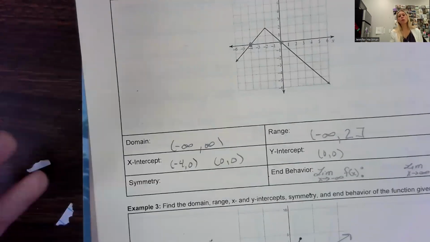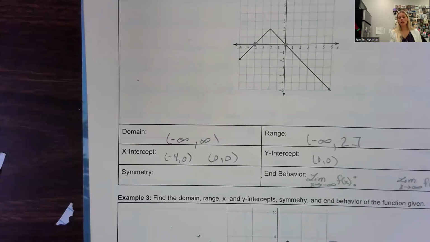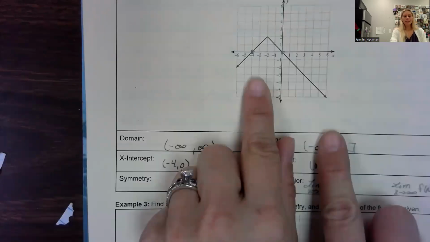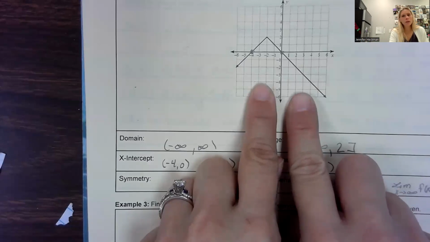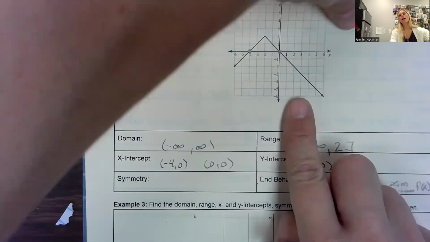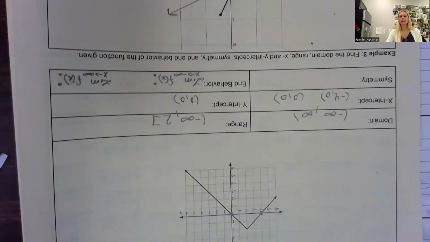Okay, symmetry. Remember, we're just talking about even, odd, or neither. As I can see, my left side is not the same as my right side, so not even. If I turn my paper upside down here, do we get the same graph?